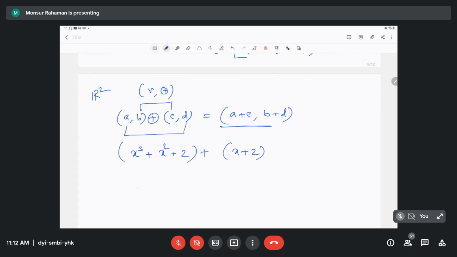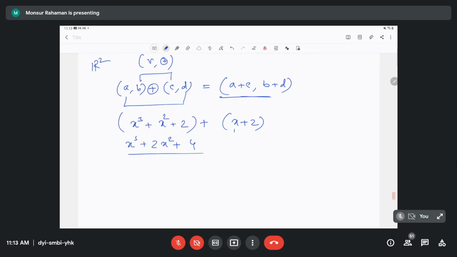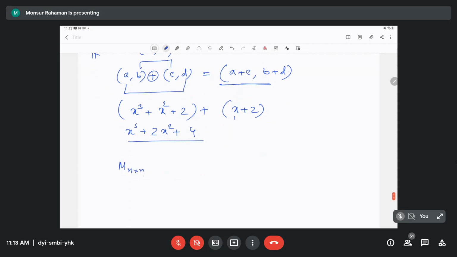If I add two polynomials, obviously you know that you have to add them power-wise. So this will be x cube plus 2x square plus 2 plus 2 is 4. So for matrices also you have to add component-wise.